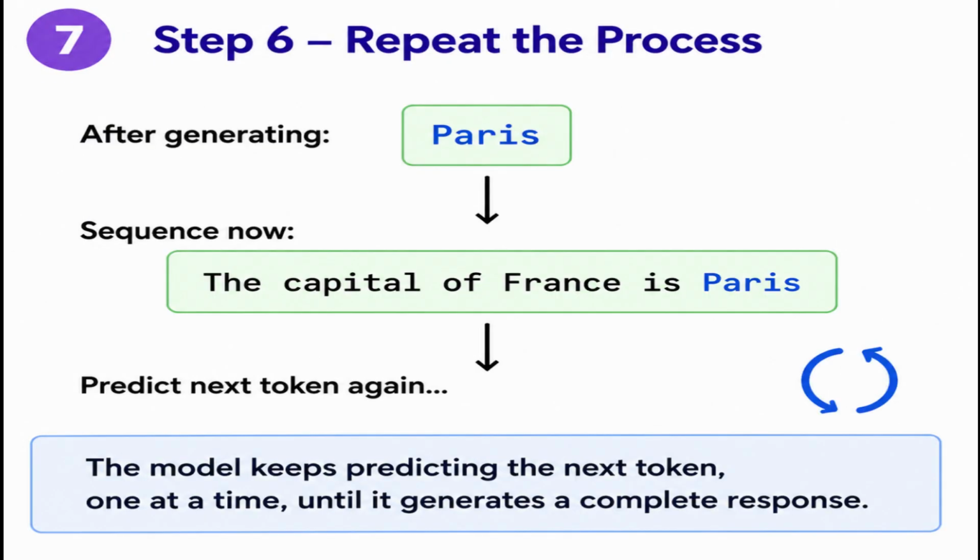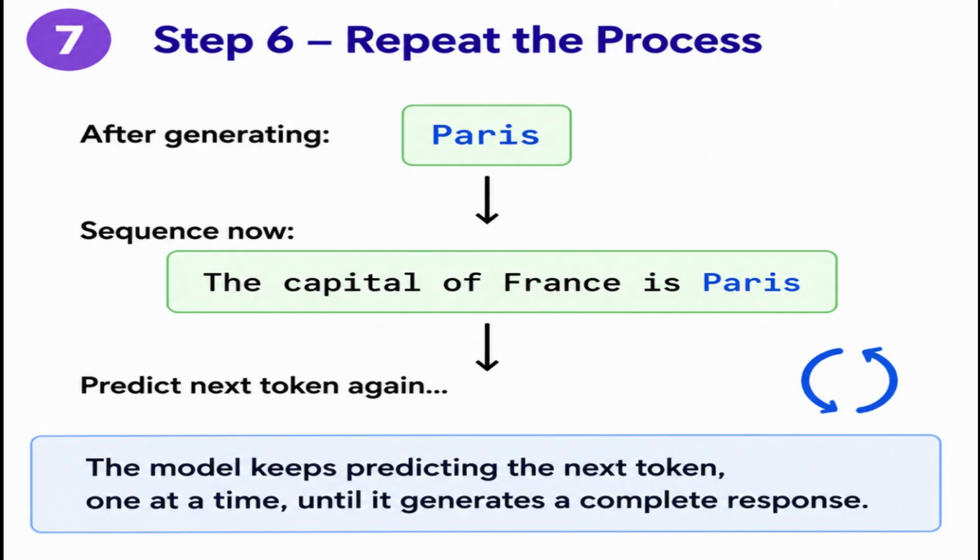Now understand, ChatGPT does not stop after generating one word. Once Paris has been generated, the sentence becomes, the capital of France is Paris. Now the model predicts the next token, then the next, then the next. This continues until the response is completed. So ChatGPT generates a response one token at a time, not one sentence at a time, not one paragraph at a time.